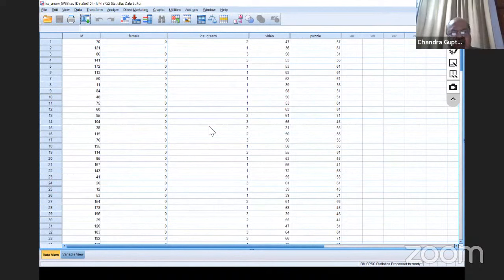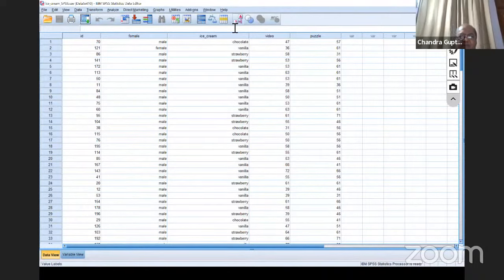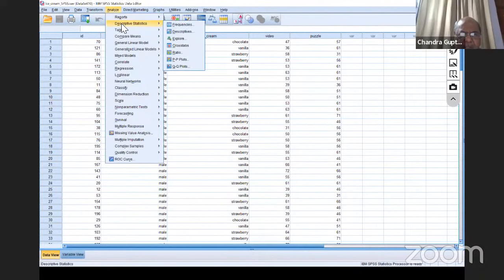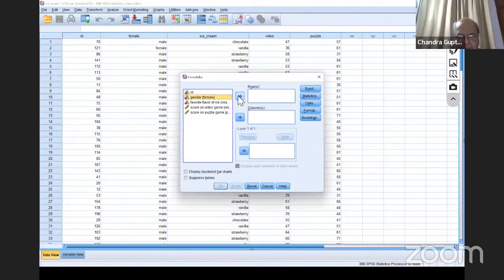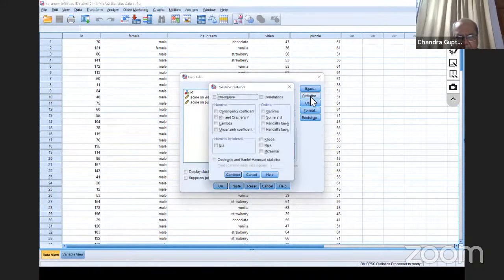So we have the flavor of ice cream, and we want to check which flavor is preferred by males and females. Chocolate, vanilla, strawberry are the flavors demanded by male and female. So we want to check whether there's a difference in the selection. We use a chi-square test. I go to descriptive statistics, crosstabs, and take gender in the row, flavors in the column, statistics, chi-square, continue.